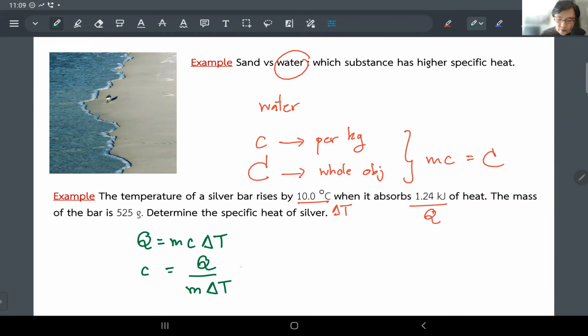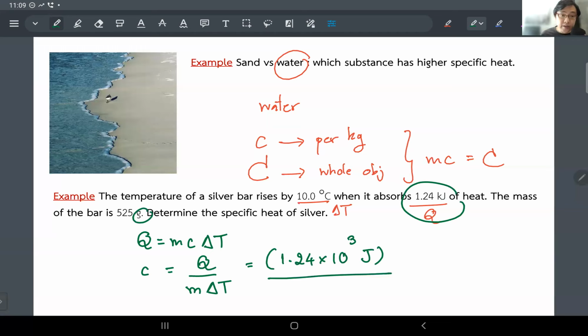The only thing that you have to be concerned with a little bit is just the units. Okay, so the heat, take a look at this one first. It's already in kilojoule. So you can put 1.24 kilo is 10 to the third joule. There you go. Kilo is 1,000. Divided by, now the mass is in gram. You can turn this into kilogram by dividing by 1,000. So it's going to be 0.525 kilogram.